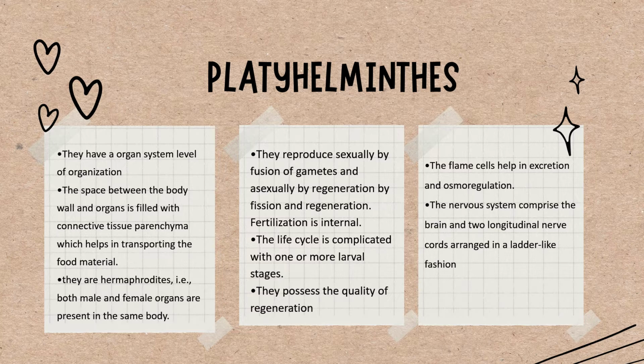They possess the quality of regeneration. The flame cells help in excretion and osmoregulation. The nervous system comprises the brain and two longitudinal nerve cords arranged in a ladder-like fashion.